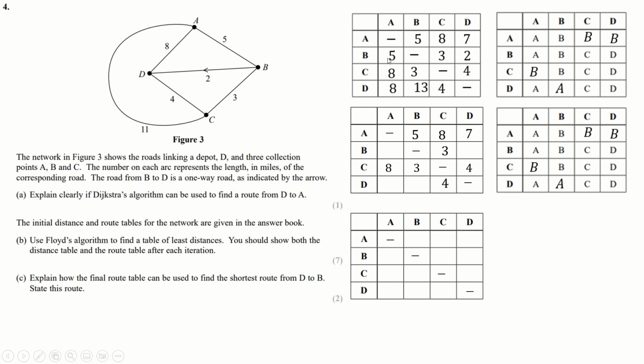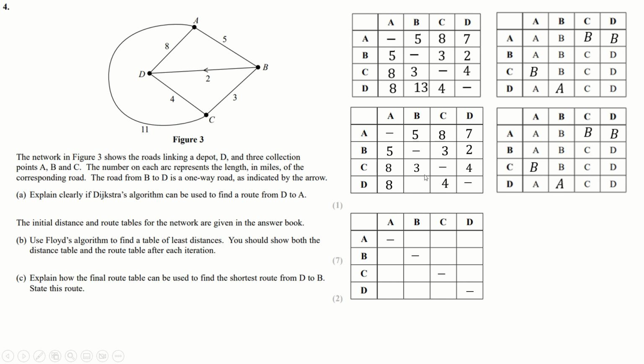B to A is 5 as well, so we could do a 3 to get to C, and then we could do an 8, but that makes 11, so that's not any improvement. The 2 is obviously not going to be improved on. D to A is currently 8. We could go to C instead, and then from C to A, that makes 12. That's not an improvement.